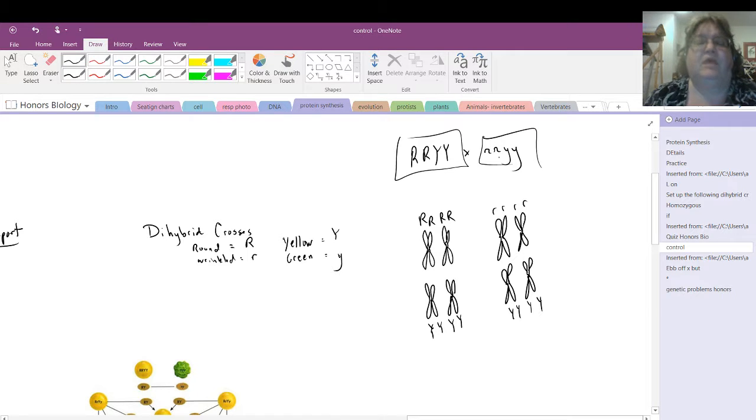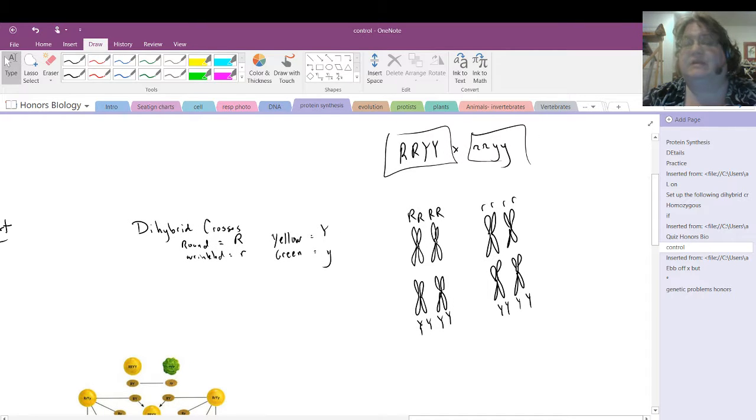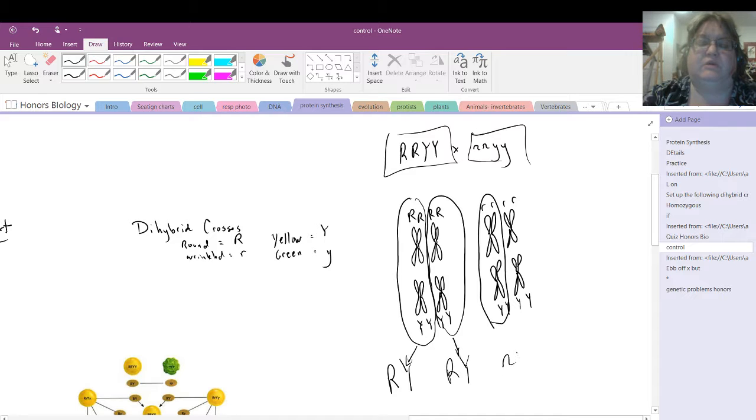Now, remember, during meiosis, you reduce the number of chromosomes. Each of the daughter cells gets just one of each homologous chromosome. Now, in this example, it doesn't matter really how they line up. The daughter cells, once they separate in anaphase 1, each of the daughter cells would get either the big R and the big Y, or in the other parent, it would get the little r and a little y.